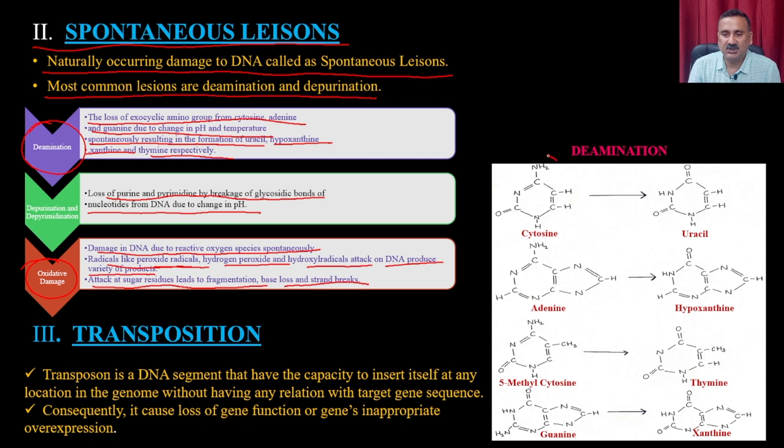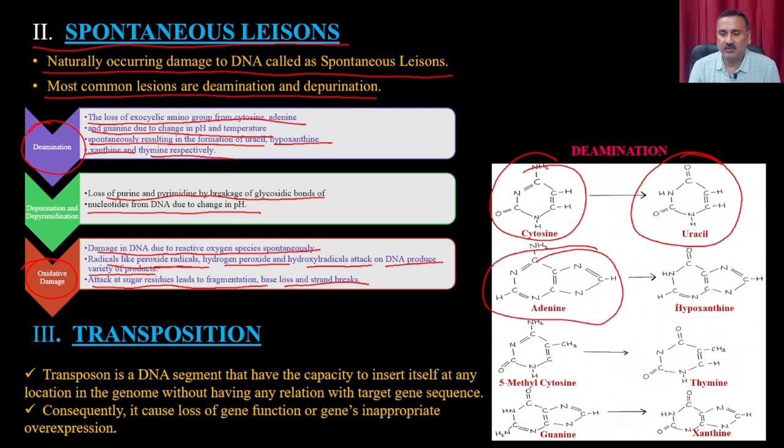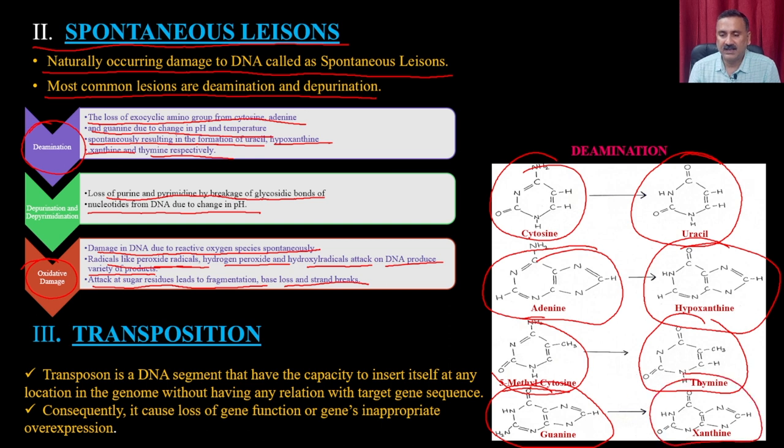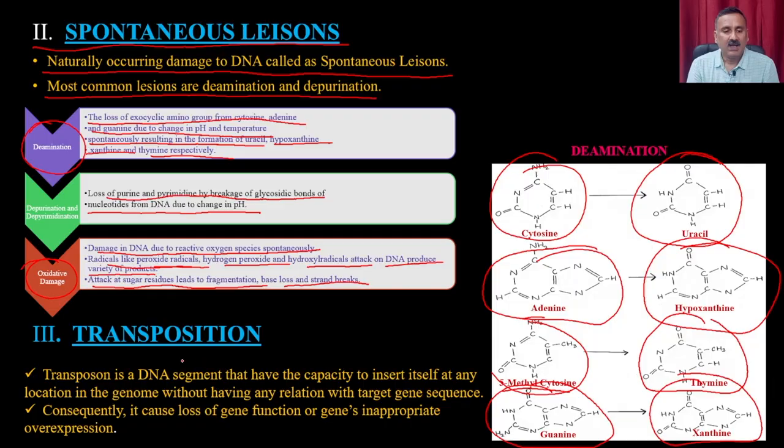If you have deamination, the cytosine is going to get converted into uracil. If there is a deamination of adenine, it is going to get converted into hypoxanthine. And if you have 5-methyl cytosine and there is a deamination, it is going to get converted into thymine. And if there is a deamination of guanine, then it is going to get converted into xanthine, and some of these are non-natural nucleotides, so they are going to cause significant mutations in the DNA structures.